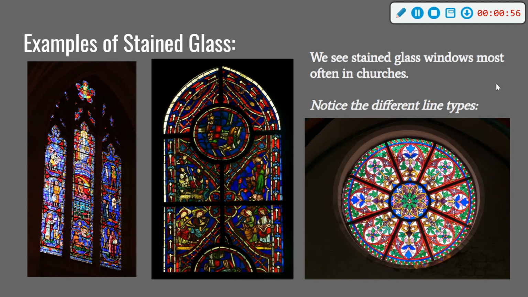So we see stained glass windows most often in churches, and these are just three different examples, but I want you to notice the different line types. We talked about straight, we also talked about vertical, horizontal, there's some diagonal, and if you look closely, you can see there are curves in the stained glass. There's all kinds of curved lines. Okay, so those are the different line types that you can find in examples of stained glass.